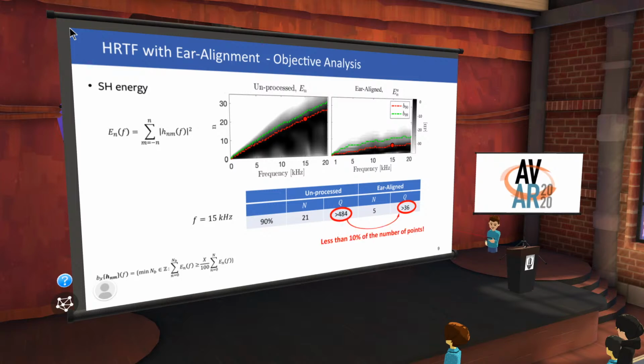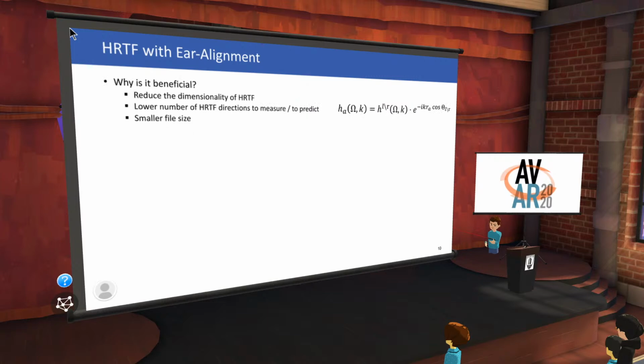And this also suggests that we are reducing the number of measurements that we need for the personalized HRTF. So this is beneficial, as I said, for reducing the dimensionality of the HRTF, and we need a lower number of HRTF measurements, and of course a smaller file size for real-time applications.